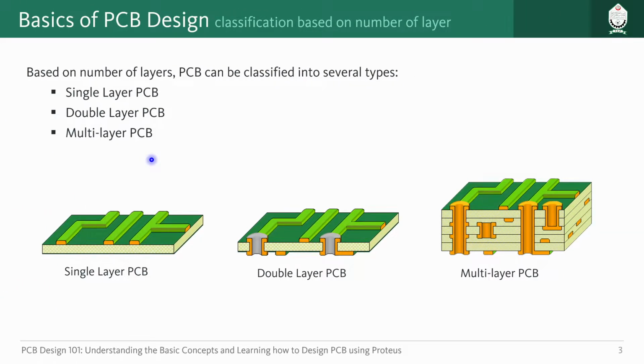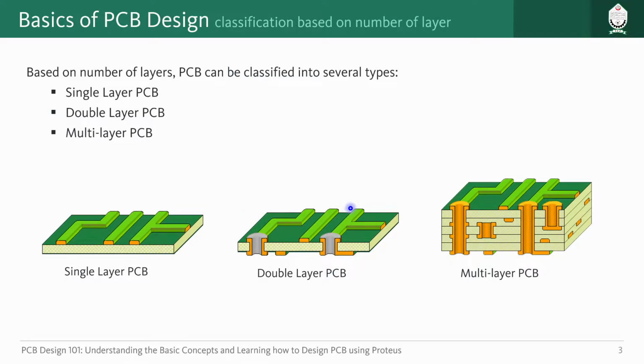Then these PCBs can also be classified into several types based on the number of layers. So there is single layer PCB, double layer PCB, and multi-layer PCB. So what is single layer PCB? From this picture we can already understand what is single layer PCB. There is only one layer of copper. In the top layer, we are seeing the coppers or traces which will connect all the components, but there is no copper in the bottom layer, right?